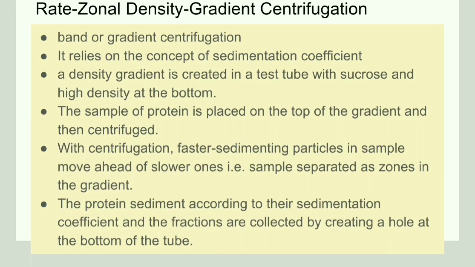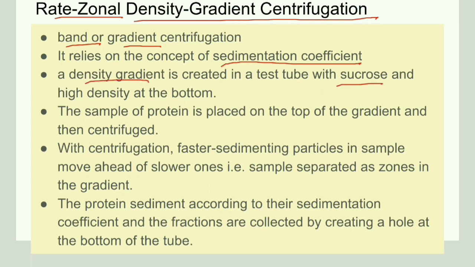Next is rate-zonal density gradient centrifugation. This is also known as band centrifugation or gradient centrifugation, and it is based on the concept of sedimentation coefficient. Here too there is a density gradient. The density gradient here is sucrose, present at the bottom, and the protein sample is placed on top of the density gradient.